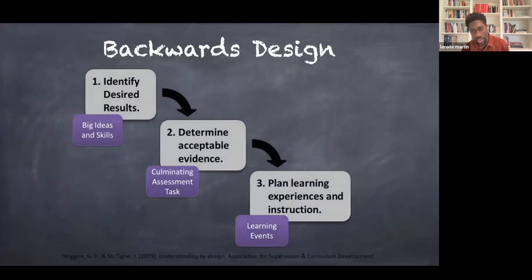So here's a little diagram I got from the book. I wanted everyone to see. So the way that you think about planning the class is to identify desired results, the big ideas and skills. Then you determine acceptable evidence, meaning your assessments, what things you want students to do, so you can measure those results. And then third, finally, what are the learning events? What material, what data do the students need to be able to complete the assessments? And so that's how I went about designing this class.